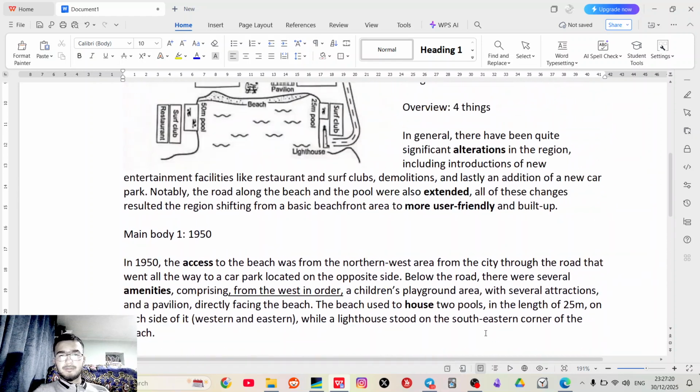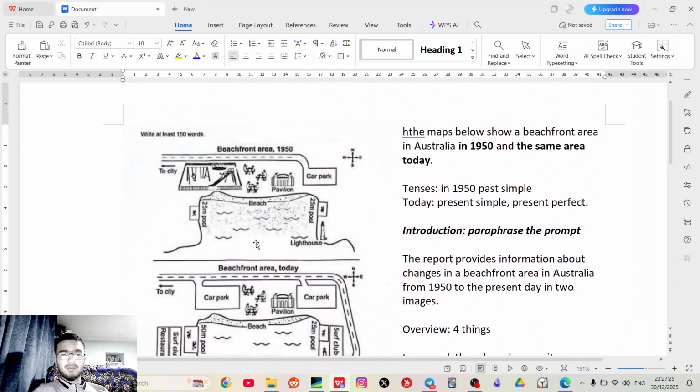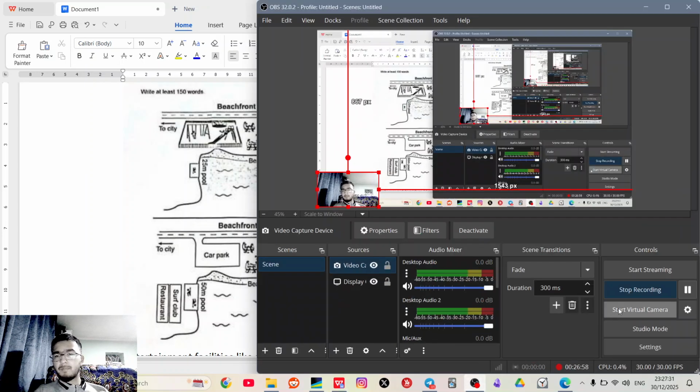So that's it. This is how I would describe this sort of task in IELTS. And as you can see, that's really good. Yeah. Thank you.